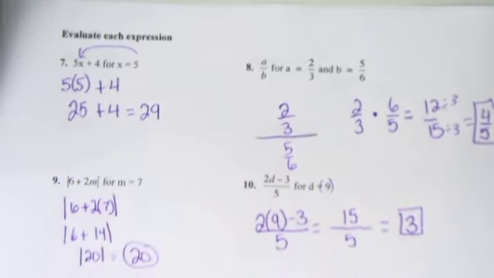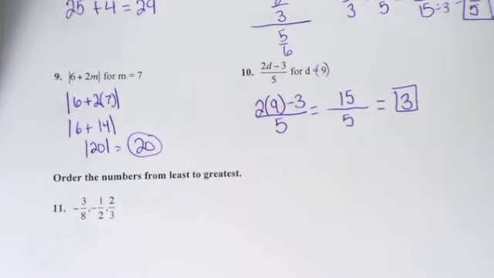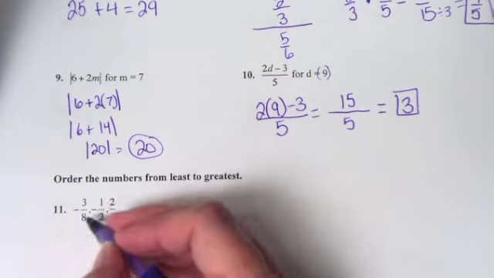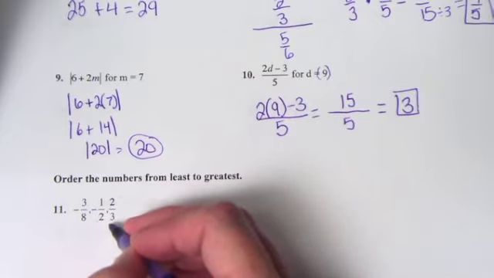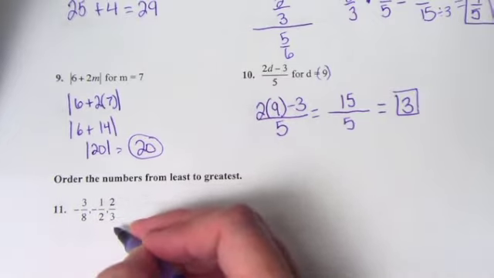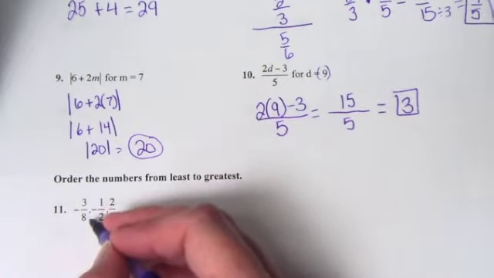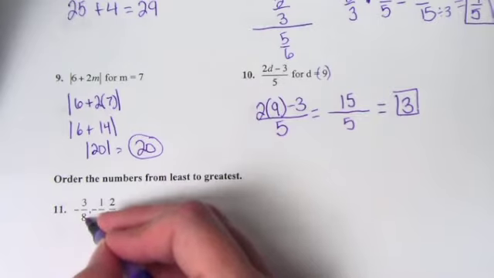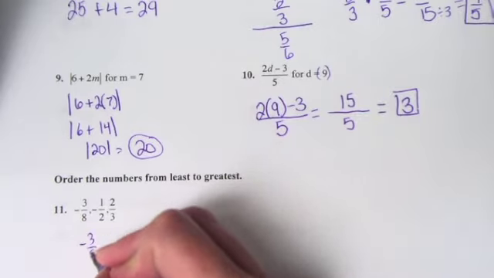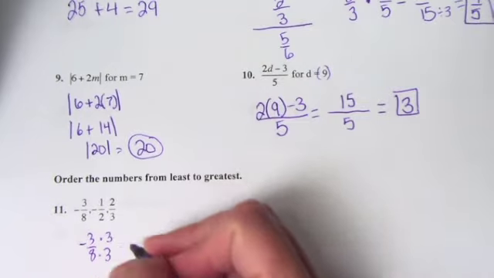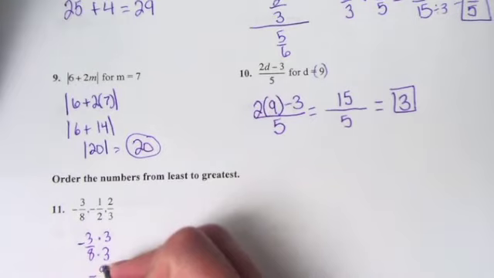All right, our next one, number 11. Order the numbers from least to greatest. So we need to go least to greatest. We need to find a common denominator between all 3 of these, between 8, 2, and 3. Okay, I believe our common denominator is probably going to be 24. Yeah, it's going to be 24. So we're going to need to multiply each of these so we have a 24 on the denominator. So for negative 3/8, we're going to multiply that denominator by a 3 to get to the common denominator. So that fraction becomes negative 9 over 24.